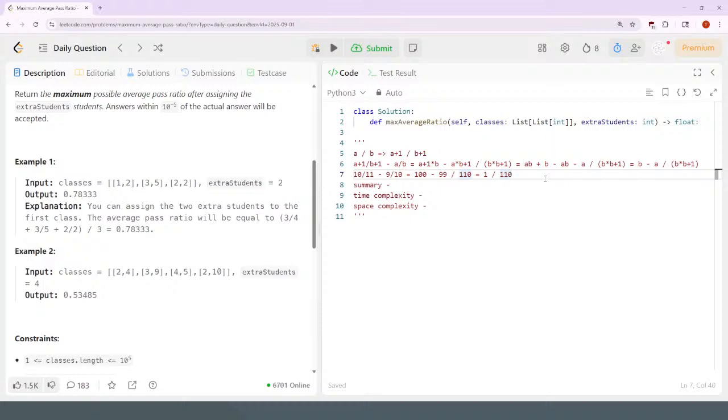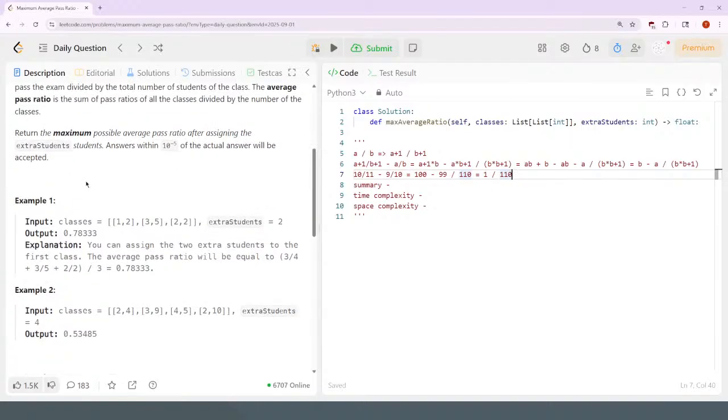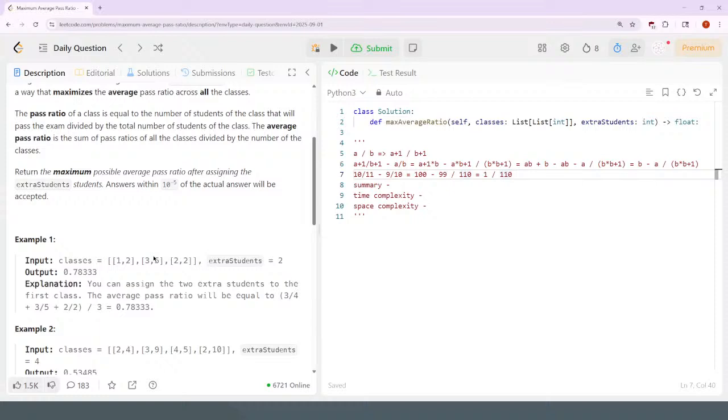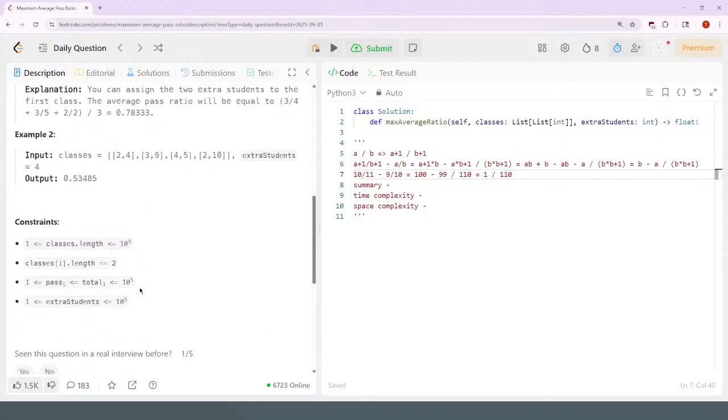But I'm not sure if that's the way I should be assigning things. Return the maximum possible average pass ratio after assigning extra students. So what are the constraints here? Number of students 10 to the 5th. I don't think it makes sense assigning it one by one.